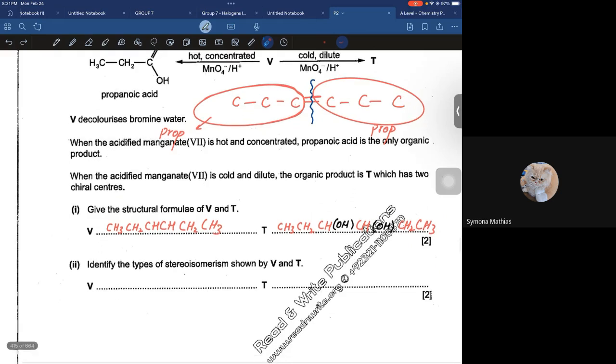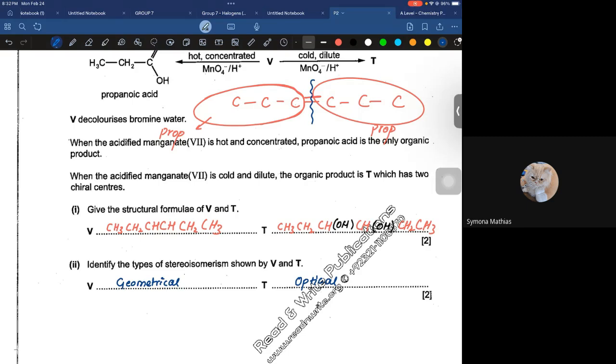And then identify the types of stereoisomerism. I would write that V has a double bond, so it gives geometrical isomerism, and T would give optical isomerism. When you have a chiral center, it is optical.